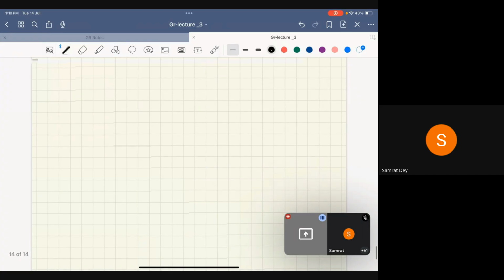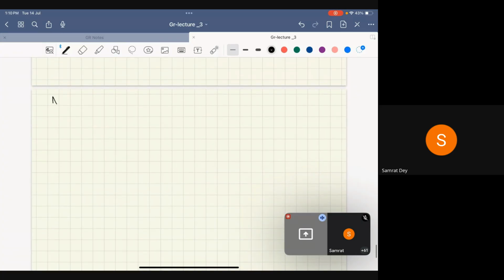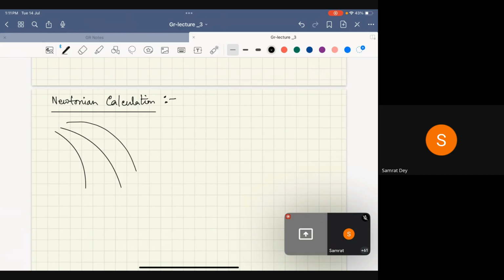I hope that this part is clear, because now I am going to first do a Newtonian calculation to show what happens in such a scenario, how to calculate the separation vector and how to calculate the acceleration of the separation vector. So I am talking about geodesics, and I am talking about a bunch of geodesics, not just two different geodesics.